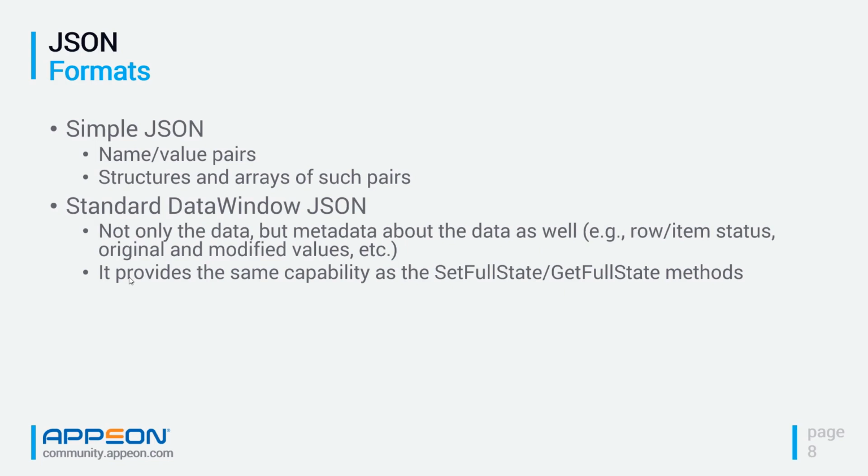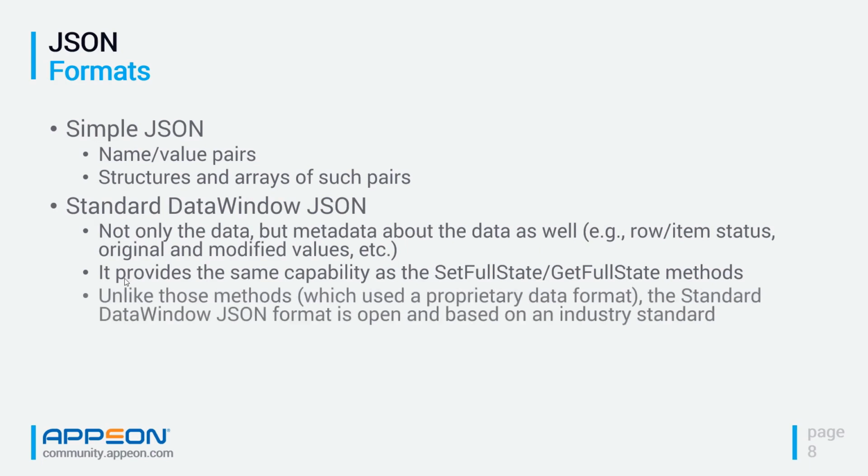The problem with that approach in the distributed PowerBuilder days is that the blob that we got from these two functions, SetFullState and GetFullState, couldn't be read by other applications. It was closed, it was proprietary. Now that we have the DataWindow standard JSON, we have this open format, which is based on an internet standard, so that we're no longer tied to a proprietary method of transporting the data.